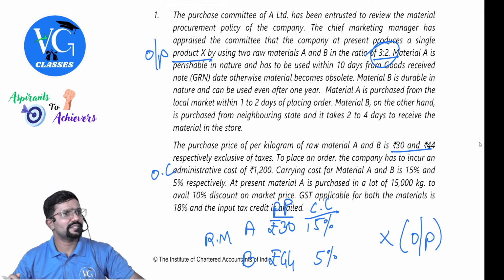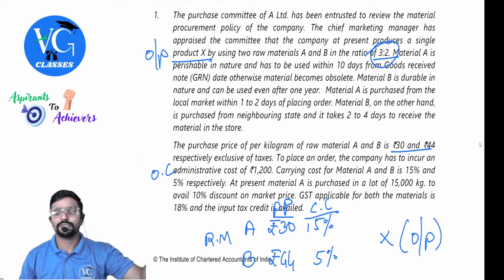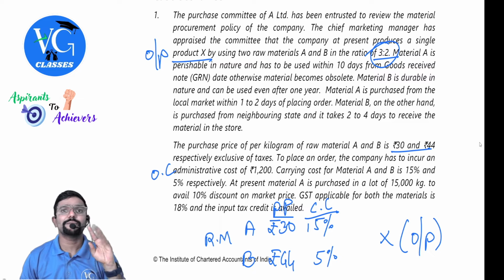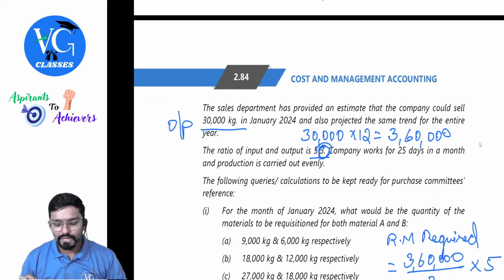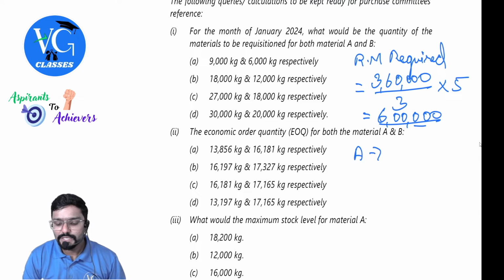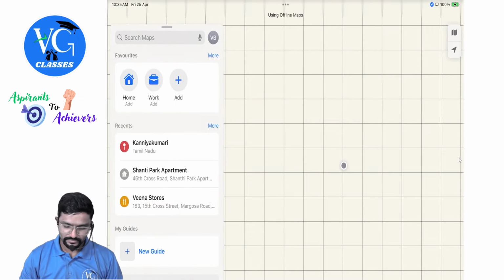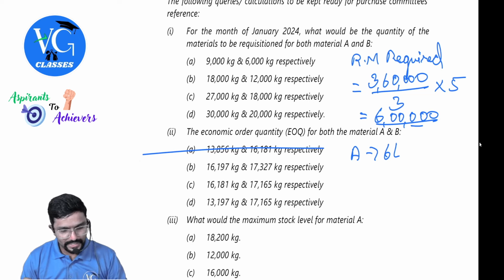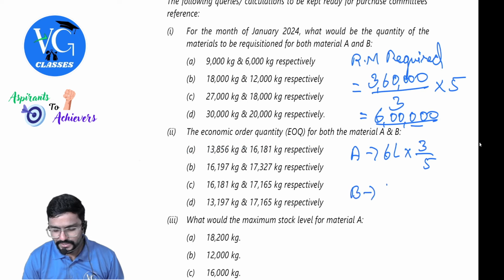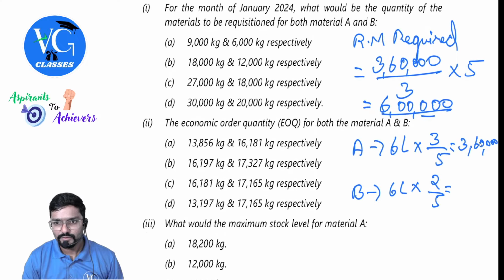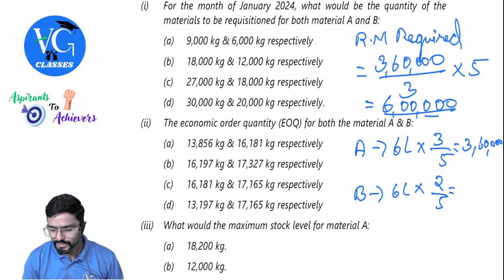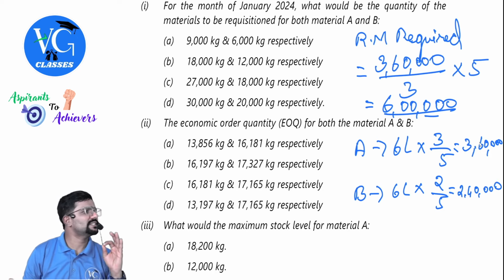3:2. Hey, pay attention here. Now divide 6 lakh between A and B in the ratio 3:2. A is 6 lakh into 3/5. B is 6 lakh into 2/5. A is 3,60,000 and B is 2,40,000. Did you guys understand what I did?